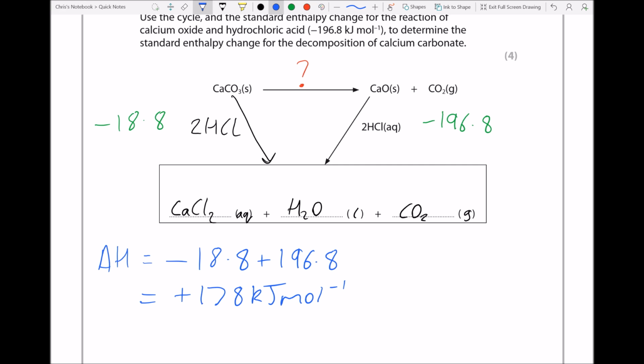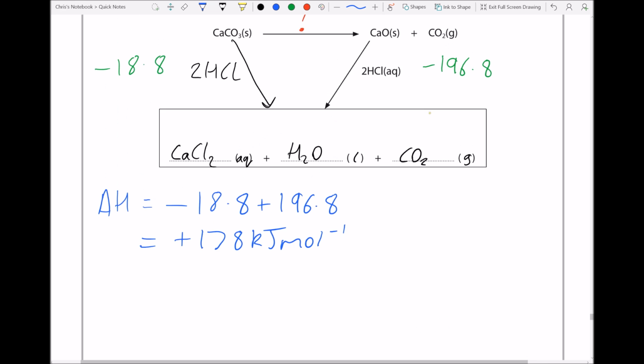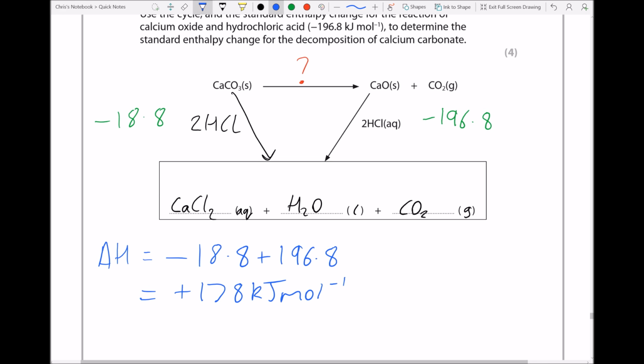Okay, so obviously we've got our answer there. We're going to put this down here, so that's plus 178. Whoops, we've still got the units already there, so that's kilojoules per mole. And obviously that is that value there. And a good way of checking to make sure it's right, if you start anywhere on this cycle, the whole thing should add up to 0, basically.